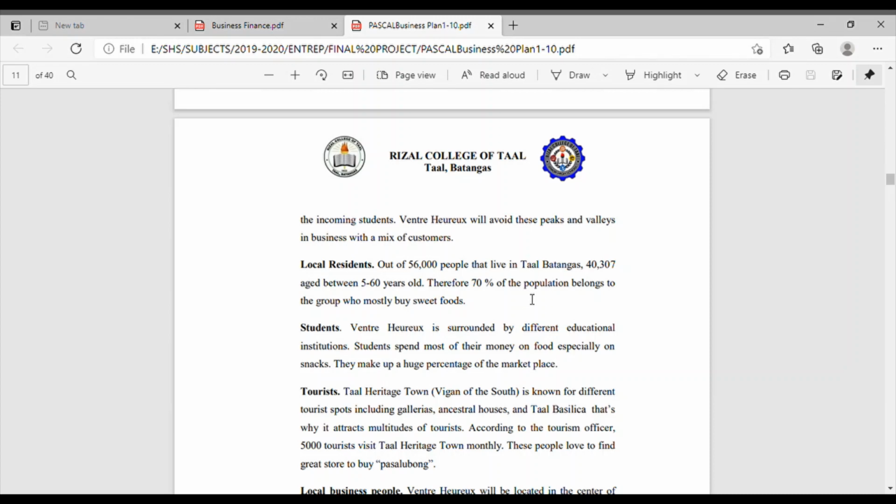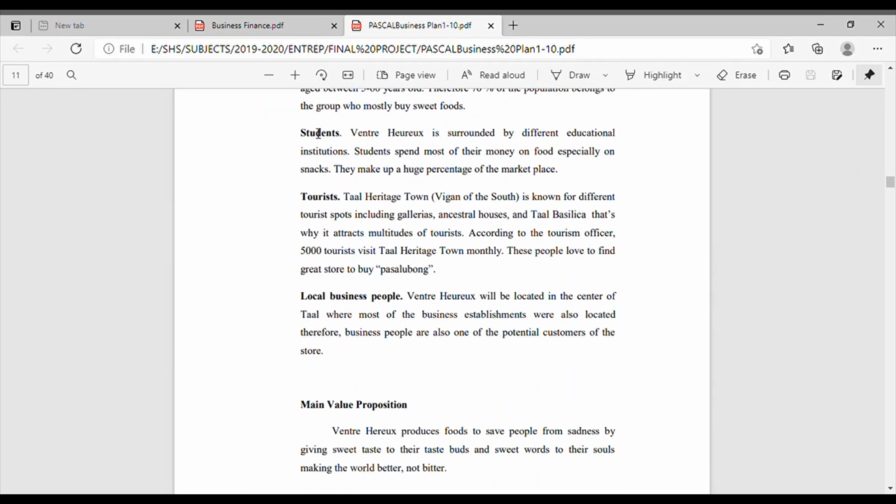Therefore, 70% of the population belongs to the group who mostly buy sweet foods. So supported na agad ng research yung grupo nila na local residents. Students: Ventre Rux is surrounded by different educational institutions. Merong FAST, merong Rizal, merong Taal National. Students spend most of their money on food, especially on snacks. They make up a huge percentage of the marketplace.